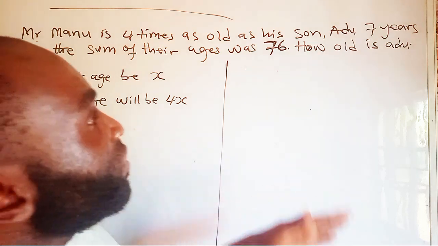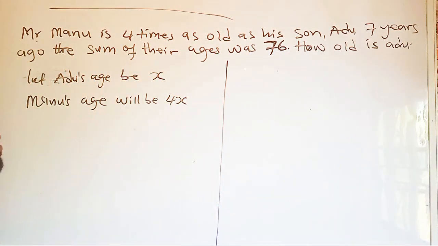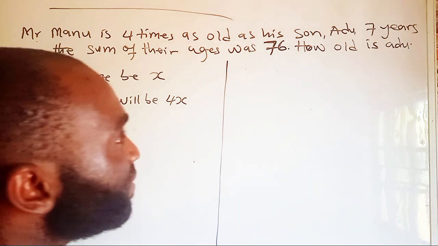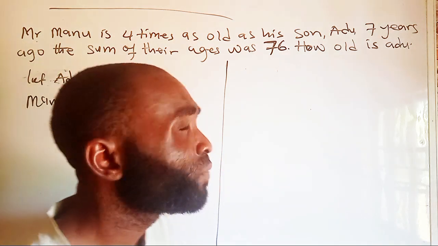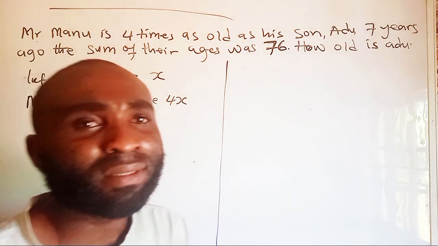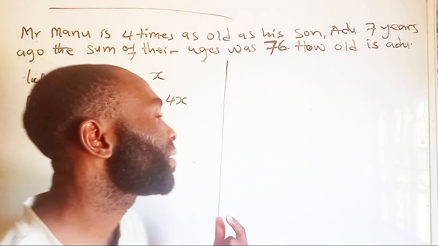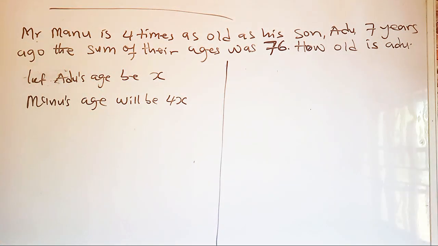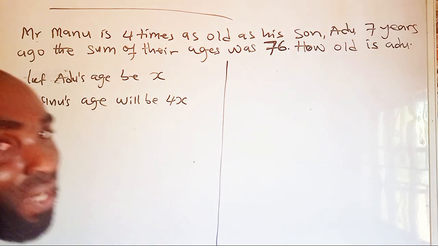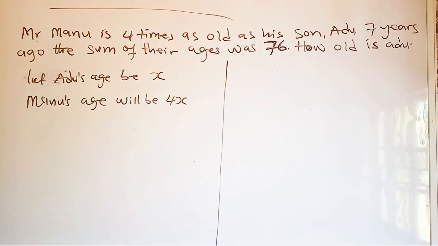Then the second part of the question states that 7 years ago, the sum of their ages was 76. How old is Adu? So now, in word problems, ago means minus, while later means addition. So in this question, it states that 7 years ago, which means we are going to subtract 7 from both of their ages.